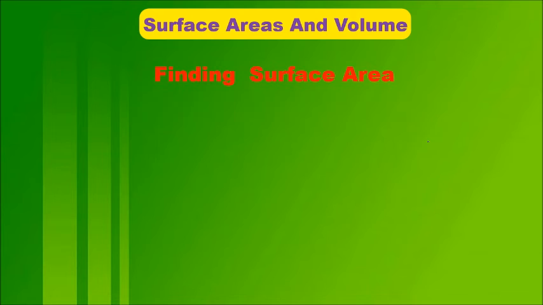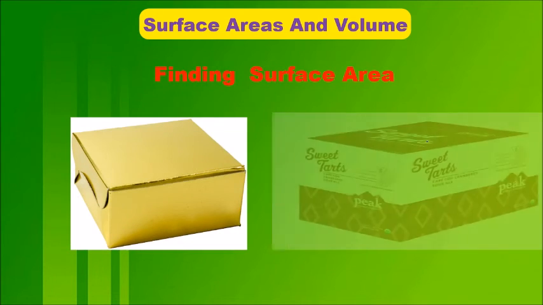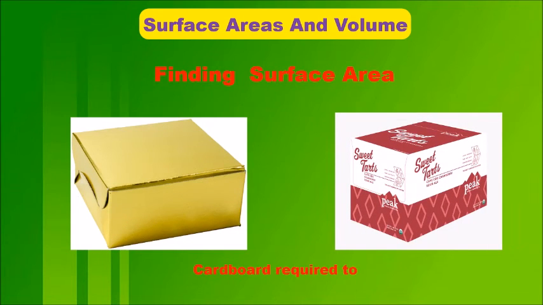Now let us consider another example. In this example, I have considered two different boxes. This is the first box, this is the second box. Here we have to find out the area of cardboard required to make closed boxes for sweets. These two boxes are used for packing the sweets. Suppose we want to find out the area of cardboard used to make this first box.